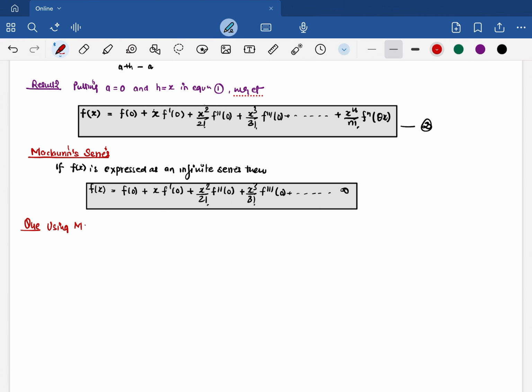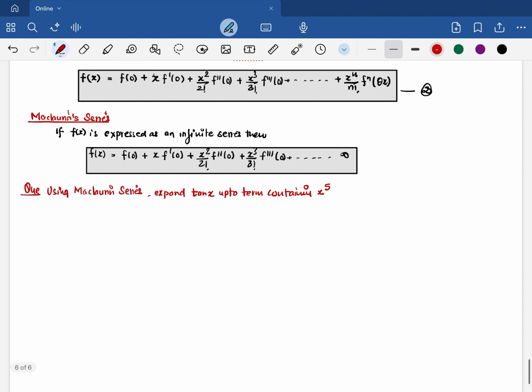Using Maclaurin series, expand tan x up to the term containing x to the power 5. Okay, so how do we solve this thing?